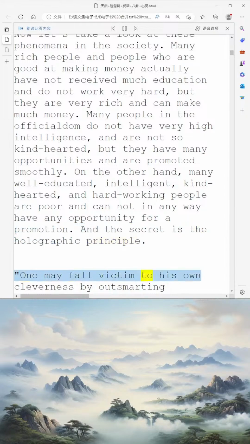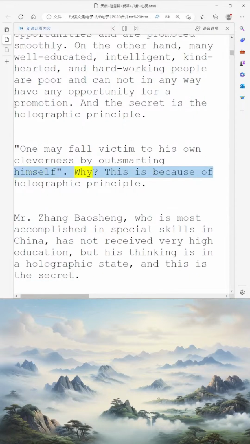One may fall victim to his own cleverness by outsmarting himself. Why? This is because of the holographic principle. Mr. Zhang Baosheng, who is most accomplished in special skills in China, has not received very high education, but his thinking is in a holographic state. And this is the secret.